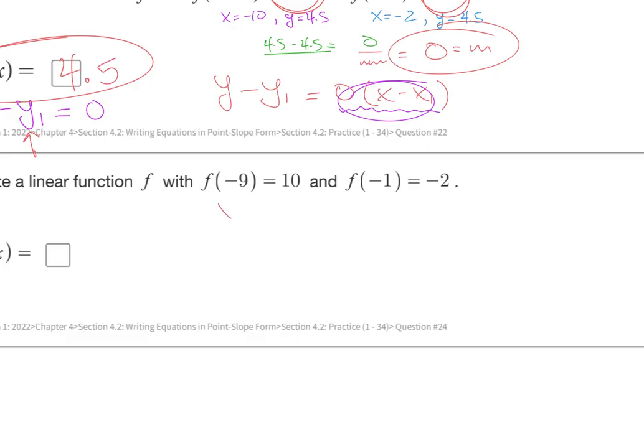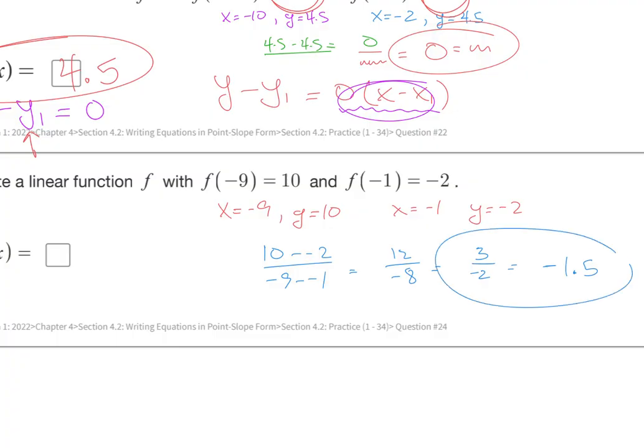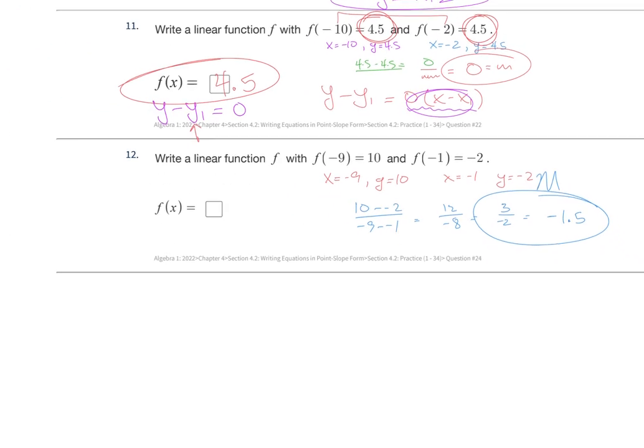Okay. X is negative 9, y is 10. X is negative 1, y is negative 2. 10 minus negative 2 over negative 9 minus negative 1. That's 12 over negative 8, right? Yeah. If I divide by 4, we get 3 over negative 2. If you want to make this a decimal, I'm not mad at that because it's negative 1.5, right? So that's our slope either way.